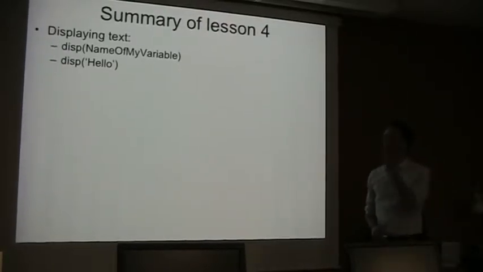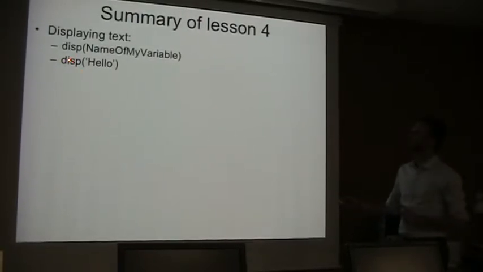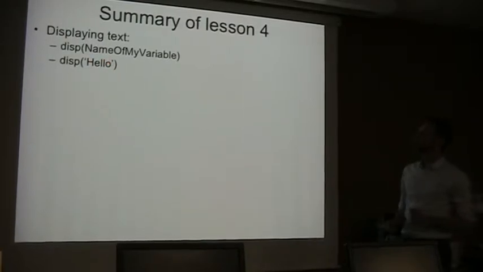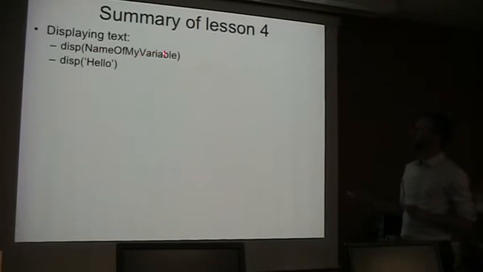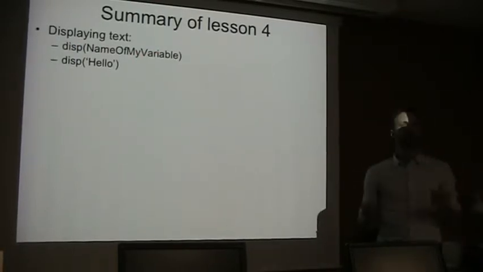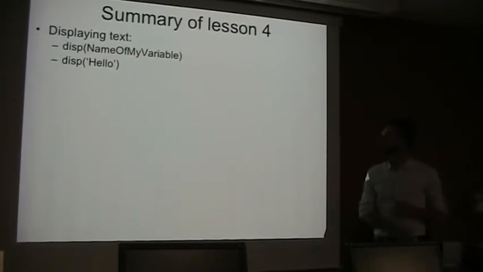And so we talked about how to display text. That's kind of easy, right? You write this, and then you put it in quotes what you want to display, or if you have created a variable that contains a string, you just put the name of the variable.